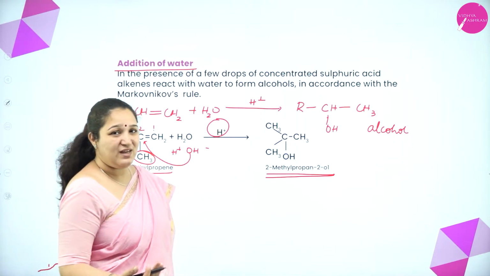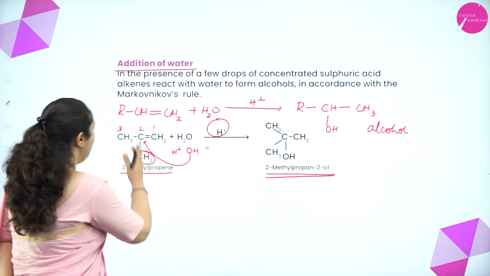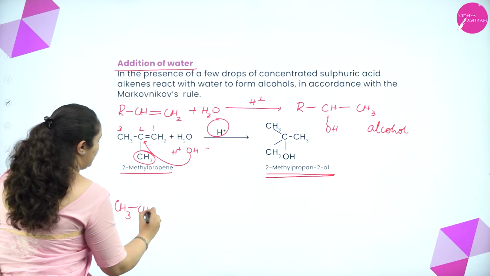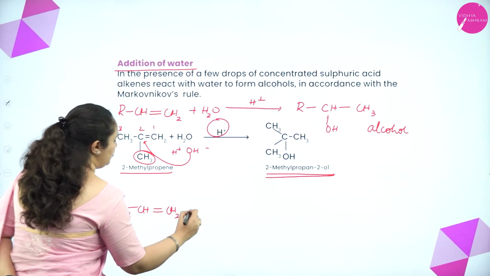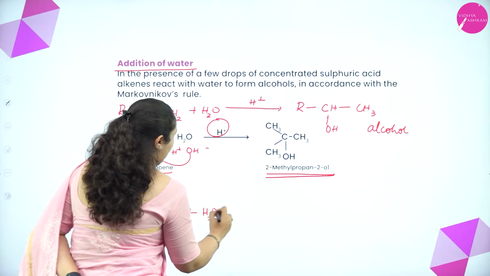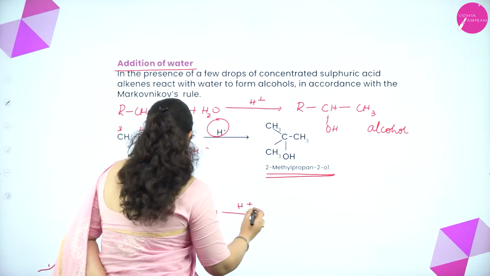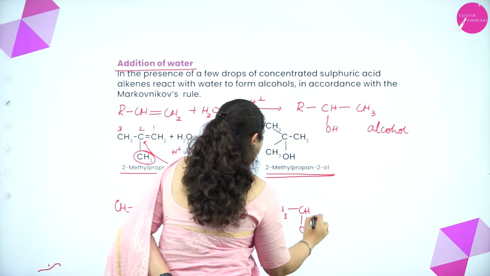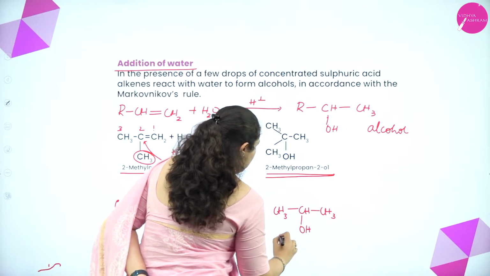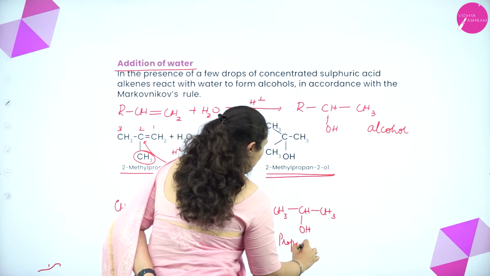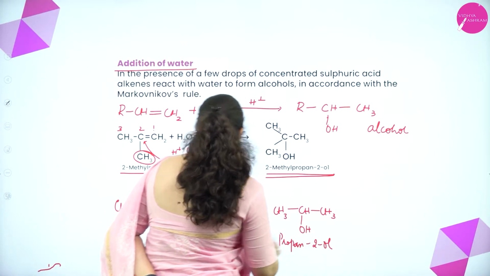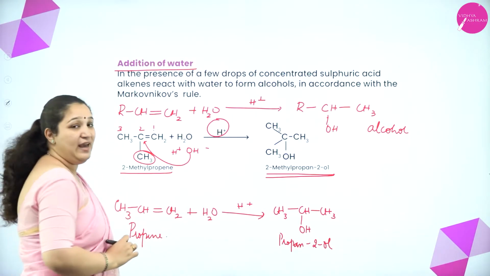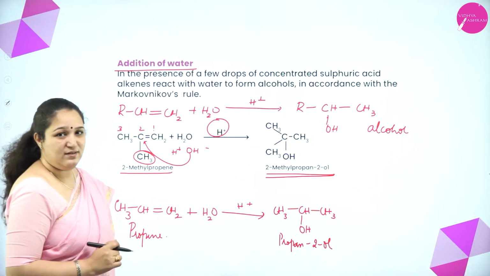We can give some simple examples also. For example, R I can take as the CH3 group. So CH3, CH double bond CH2. For this, water is getting added in the presence of acid to give CH3, CH, OH, CH3. This is propan-2-ol and this is just propene. Any one example you all can learn.